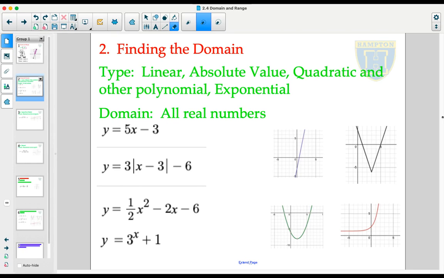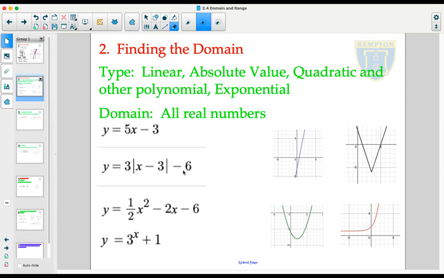It is worth going through each type of function one by one and seeing if we can identify any key characteristics of those functions that would allow us to quickly and easily determine the domains of each without having to create a graph. For linear, absolute value, polynomial, and exponential functions, we should anticipate that the domain of those functions is going to be all real numbers.